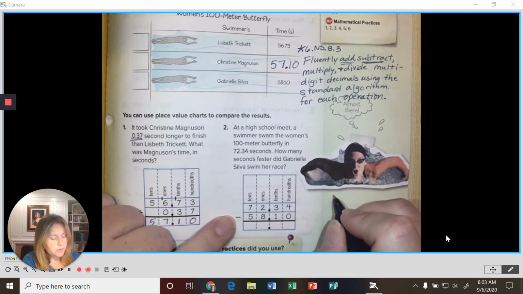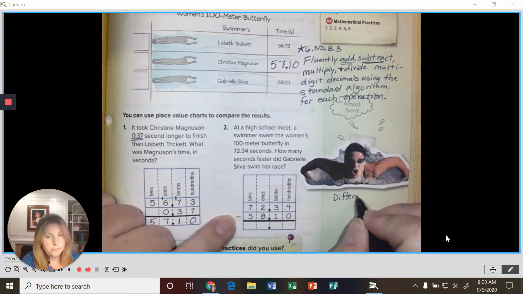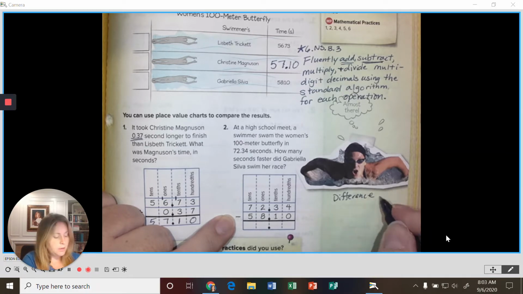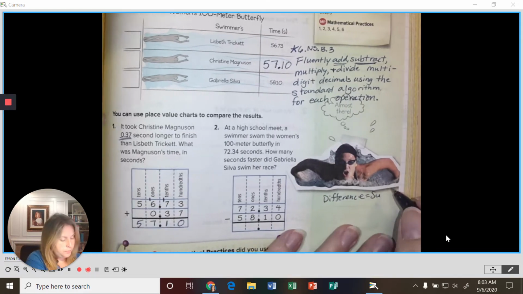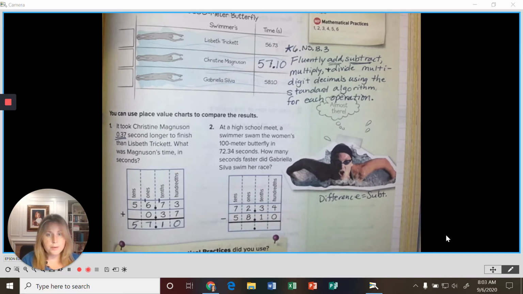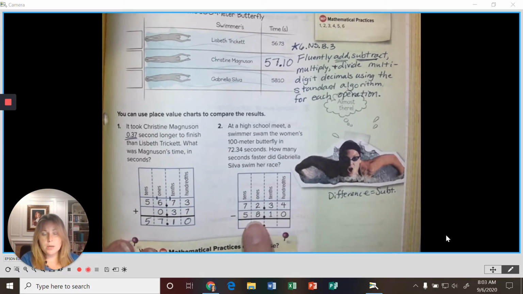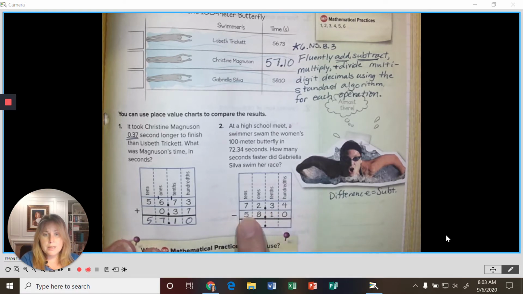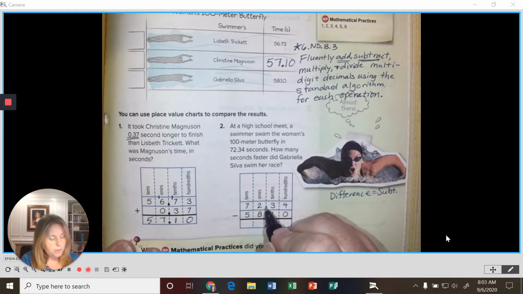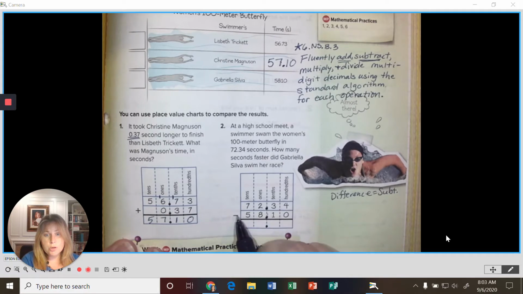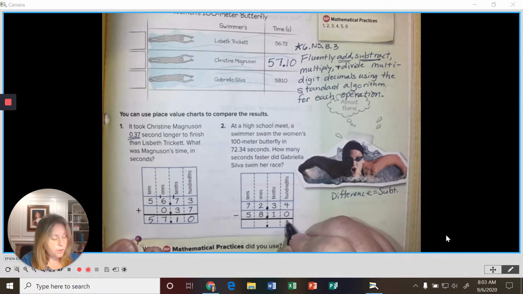And remember, difference in math is subtraction. Okay, so we'll be subtracting the high school student's time, 72.34 seconds, minus Gabriela Silva's time, 58.10 seconds. And again, we notice we have our decimals lined up. Line up the decimals. So this is subtraction. 4 minus 0 is 4. 3 minus 1 is 2. Okay, we can't do 2 minus 8, so we need to borrow.